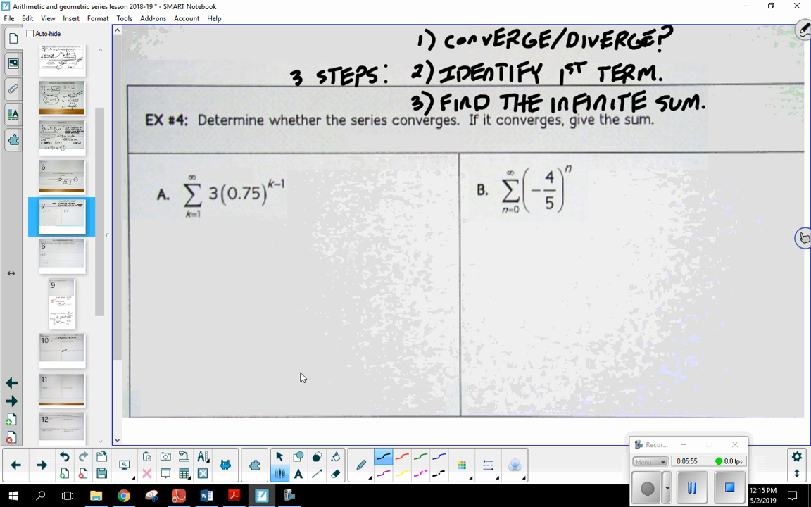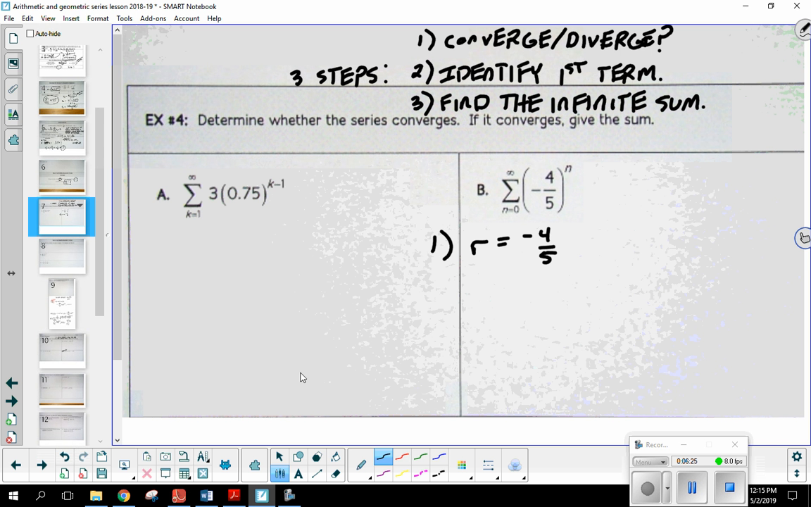Okay, B. So I want to find an infinite sum starting from n equals 0. This one is slightly different because it just has the power n instead of n minus 1, but it's still really easy. First off, I want to ask myself, does it converge or diverge? Can anybody tell me what the value of r is? It is negative 4/5, right? So r, my common ratio, is negative 4/5.